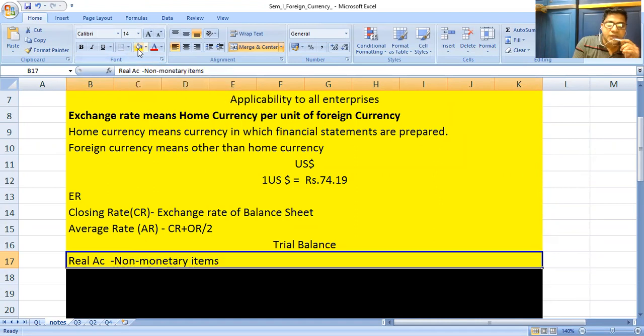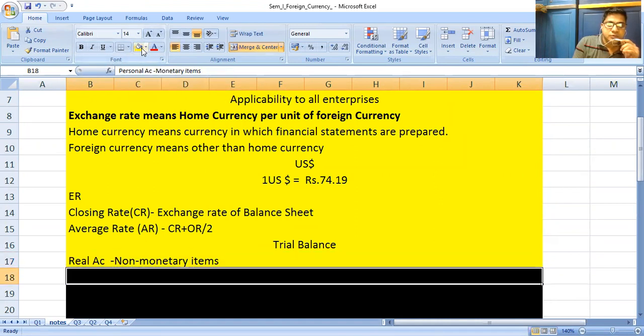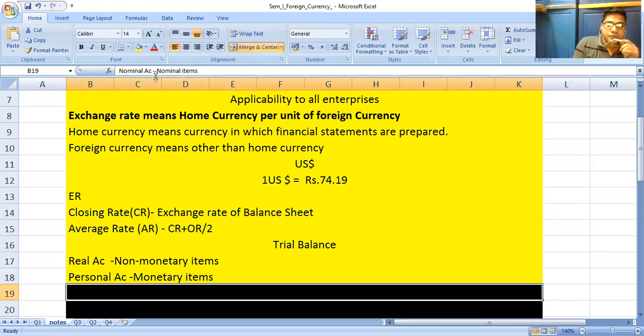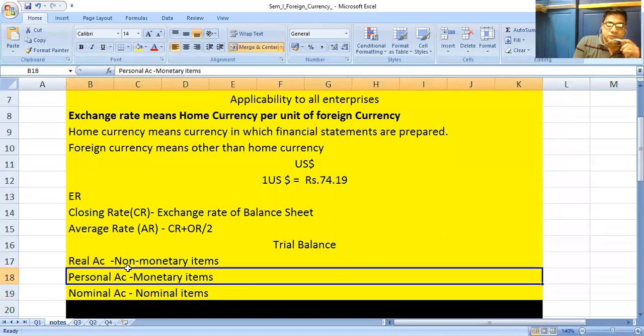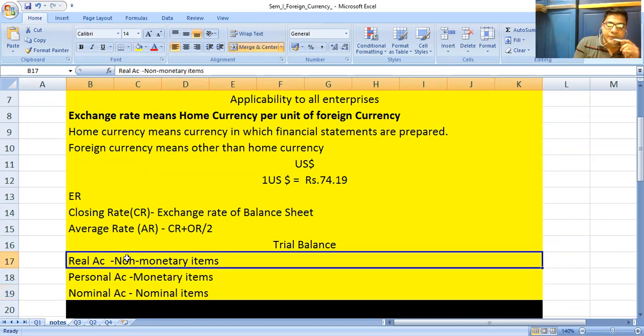Real account, personal account, and nominal account. Are there golden accounting rules? You are aware of the golden accounting rules: real account, personal account, and nominal account. Are you aware of the golden accounting rules? Can you give the answers? Real account: what are the rules regarding the real account? Yes, any answer?